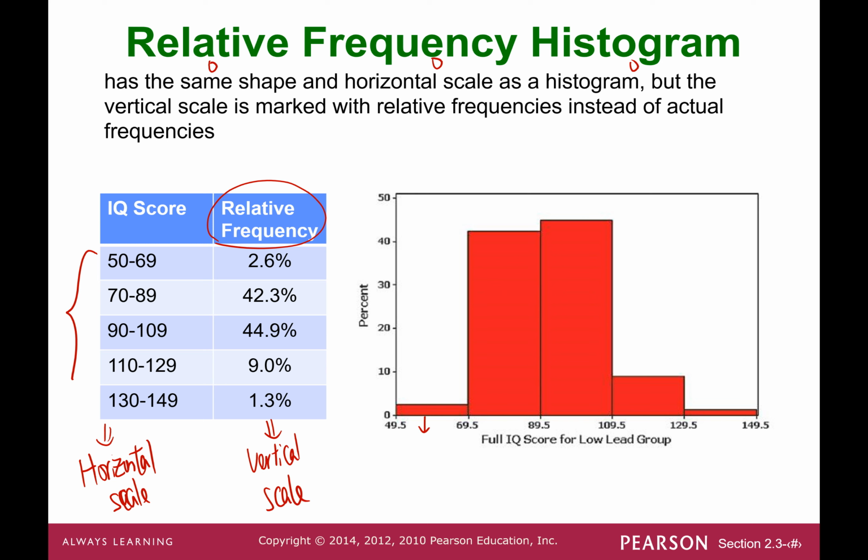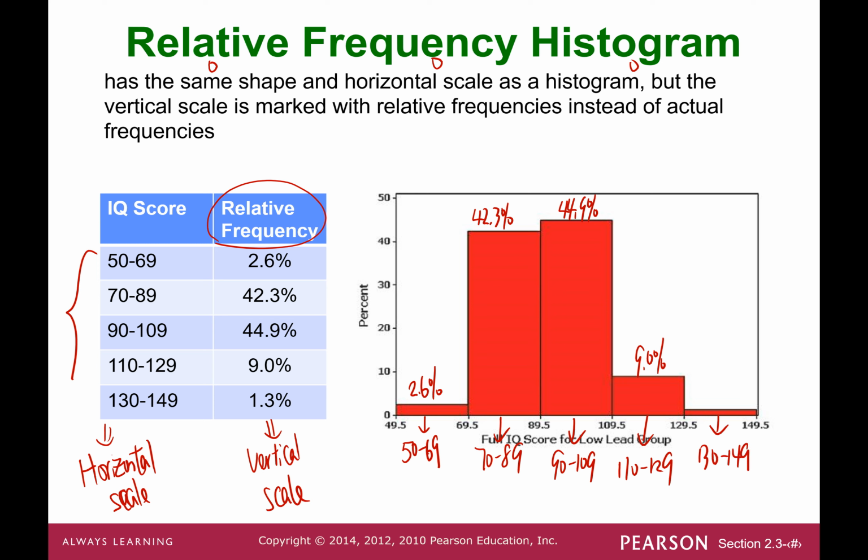So the class goes to the horizontal axis. For the first class, 50 to 69, the relative frequency is 2.6%. Second class, 70 to 89, relative frequency is 42.3%. Third class, 90 to 109, the relative frequency is 44.9%. And the fourth class, 110 to 129, relative frequency is 9.0%. The last class is from 130 to 149, relative frequency is 1.3%.